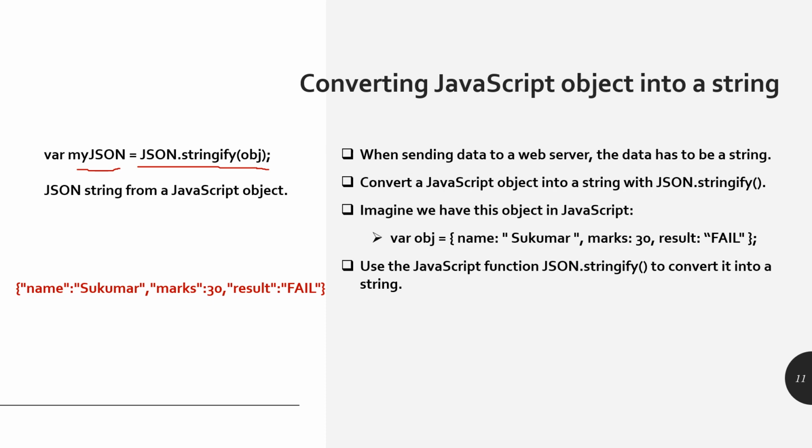For example, this is what the object we have. After conversion you will get like this. Clear, no? This is about converting a JavaScript object into string.